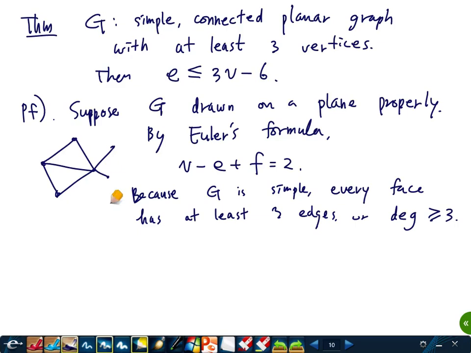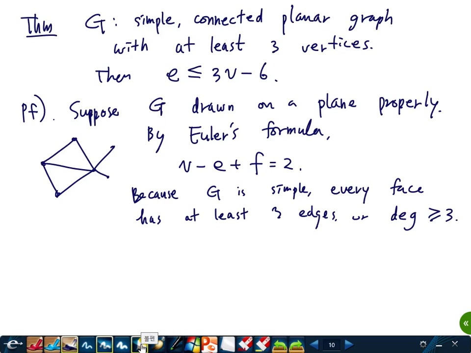Okay? Do you agree? Every face has degree at least 3. You cannot have a face of degree 2 or 1. Because degree 2 means we have a multiple edge. Degree 1 means we have a loop. That's not allowed. Every face has degree 3 at least.